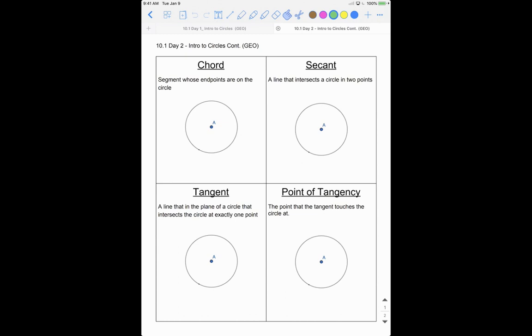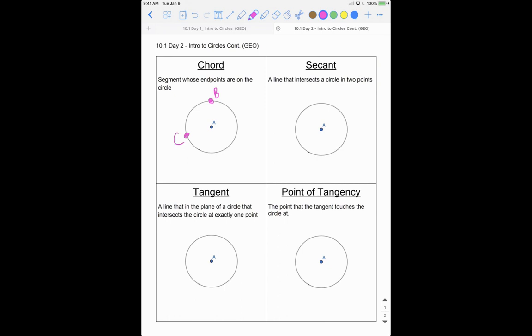And so a chord is a segment whose endpoints are on the circle, right? So it goes through the circle, but then it stops at the edge of the circle. So if we want to draw a chord here in circle, if you remember from the last video how we named circles, we named them from the center point. So this would be circle A. So if we wanted to draw a chord here, we'd have an endpoint here. So let's call that B. Let's call this endpoint C.